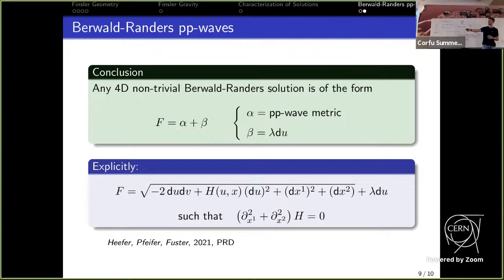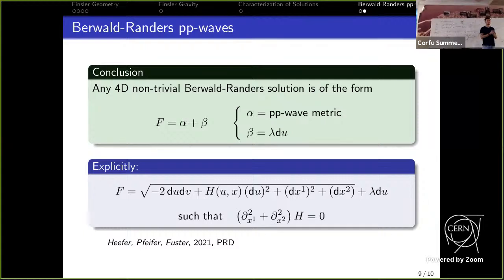And then we put a factor lambda in front, because we probably want to consider solutions that are close to the Lorentzian solution. So this lambda would be a small constant. And if we put all that in explicitly, then this becomes the final expression for our Finslerian line element.